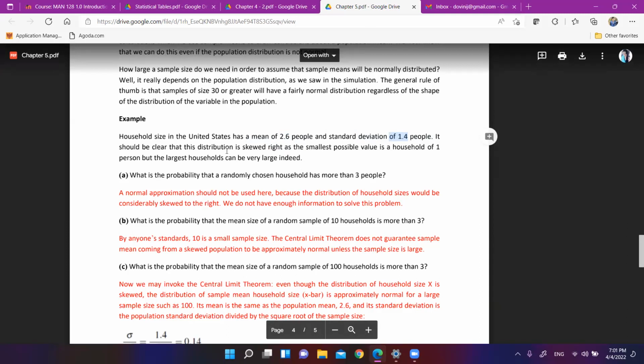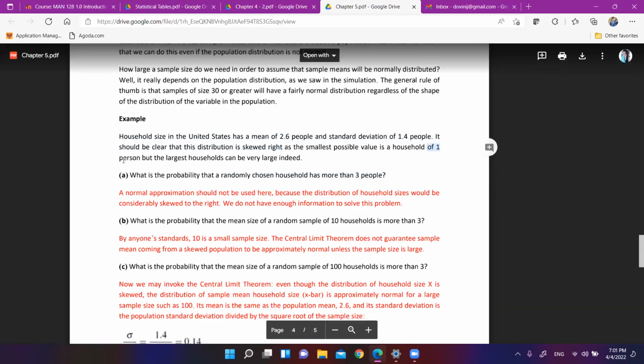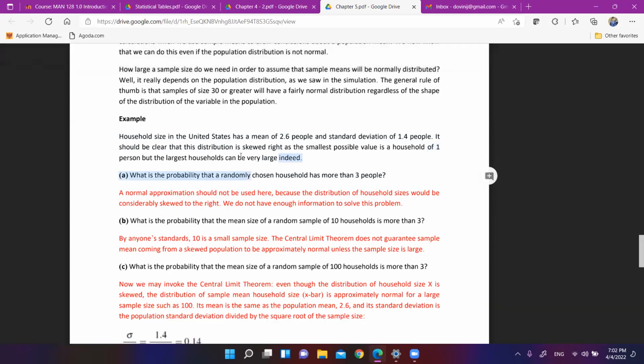It should be clear that the distribution is skewed right. Now they say right skewed distribution. Right means the right side. That is, a distribution like this, where the peak is on the left side and on the right side it tails off. It is not symmetric. It is an asymmetric distribution, right skewed, or positively skewed distribution. As the smallest possible value of the household is 1. Definitely there must be at least one person in a household. But the largest household can be very large indeed. That is why it is called right skewed, right?